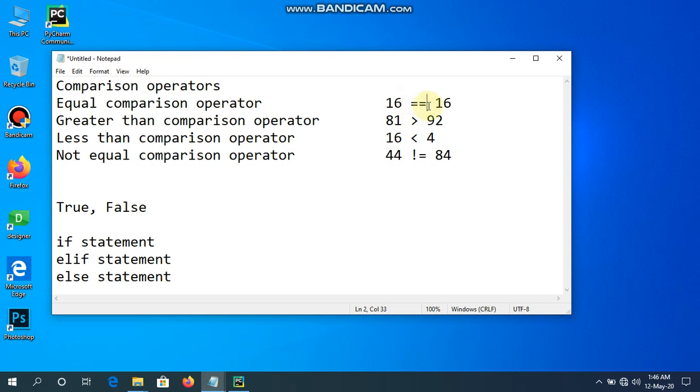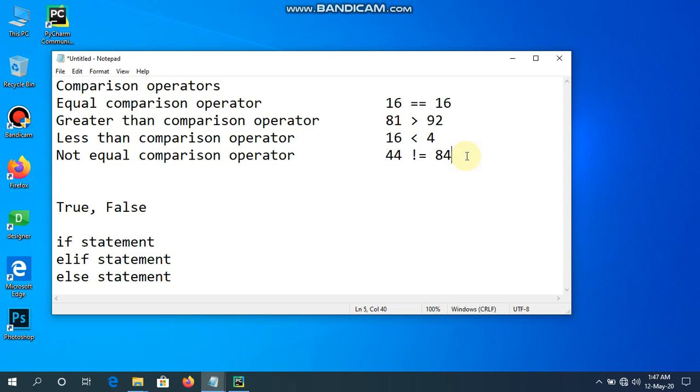So under any condition, there is either a true or a false value generated. Either your condition is true, like this one: this condition is true because 16 is equal to 16. 81 is greater than 92, this condition is false because 81 is not greater than 92. 16 is less than 4, this condition is also false. 44 is not equal to 84, this condition is true because 44 is not equal to 84.